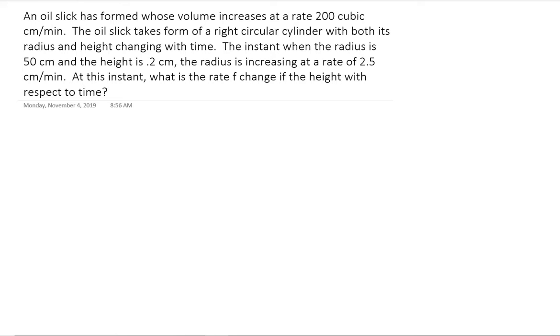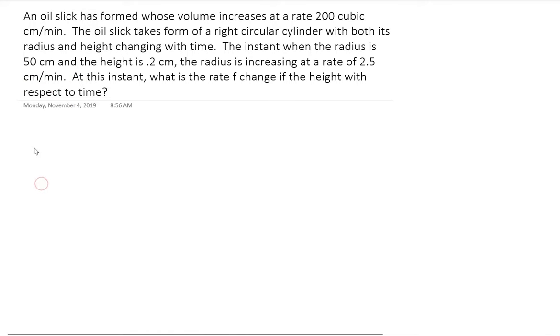The best way to get good at this is just doing examples. So let's start with this question. An oil slick has formed whose volume increases at a rate of 200 cubic centimeters per minute. The oil slick takes the form of a right circular cylinder with both its radius and height changing with time. It's really important that it's a right circular cylinder because we can use equations for cylinder volume, area, whatever. If it's not right circular, then you cannot solve this problem. Your teacher might tell you to assume it's right circular because there's really no way to solve it without it.